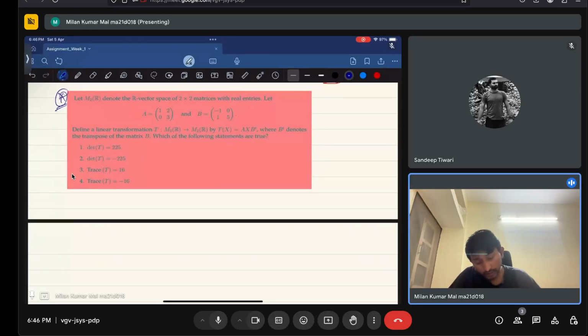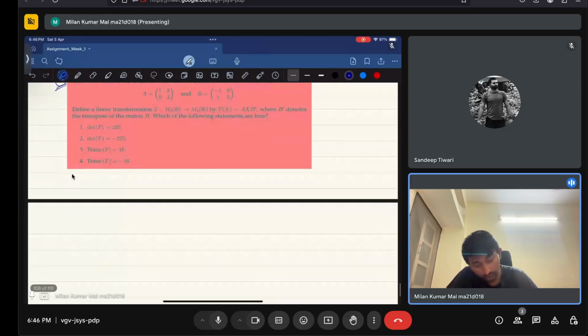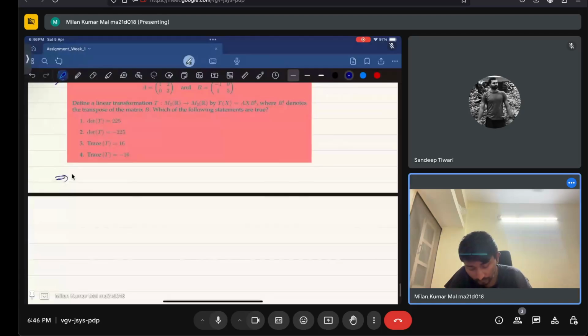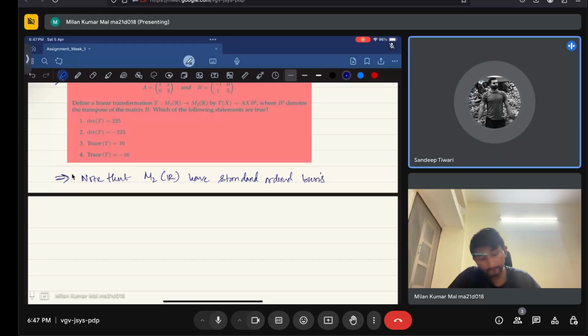Okay, so with respect to the standard ordered basis of M2R, we need to find the matrix representation of T.